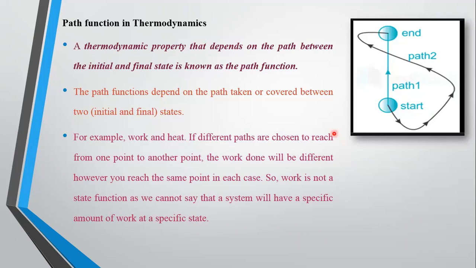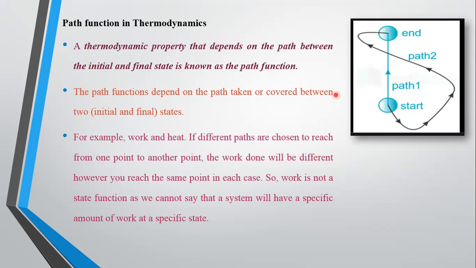So when we are talking about path functions, it depends on how a change takes place in a system. For example, if you take the amount of work done in a chemical process, and that depends on how the change has taken place, then it is said to be a path function. A thermodynamic property that depends on the path between the initial and the final state is said to be a path function.